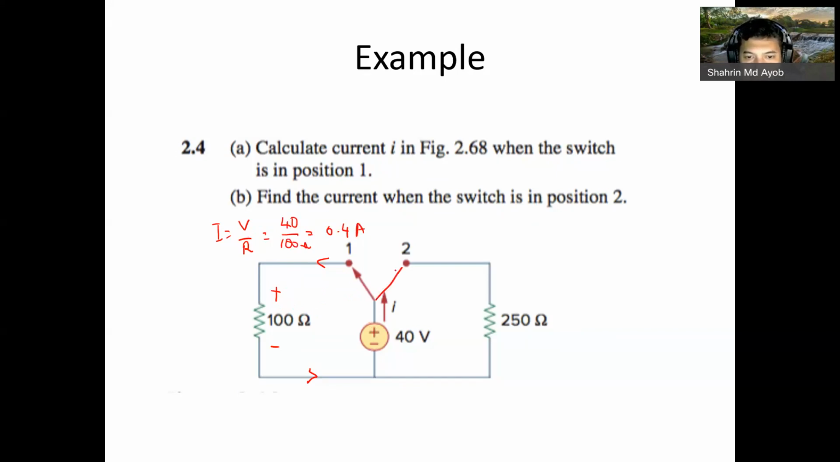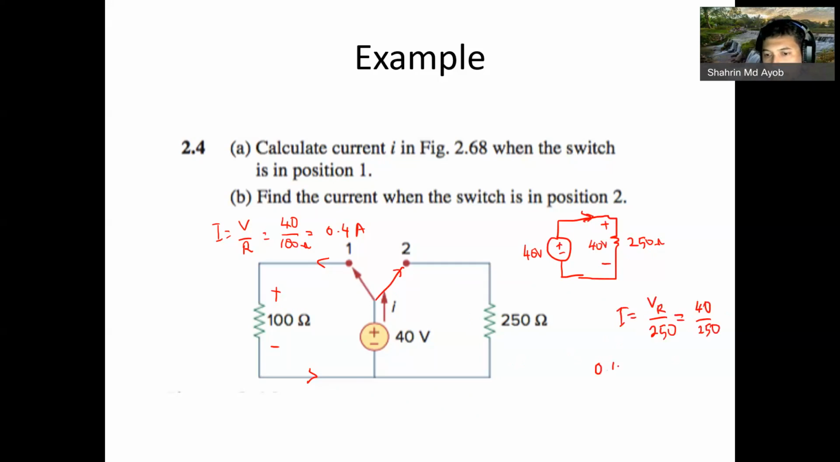And when it is switched to this position, the circuit will become like this. So with 40 volts, the voltage across the resistor is still 40 volts. Okay, it's the same as the source. And you can calculate the current. So I is equal to the voltage across the resistor over the resistor, so 40 over 250. So you will obtain the value of 0.16.